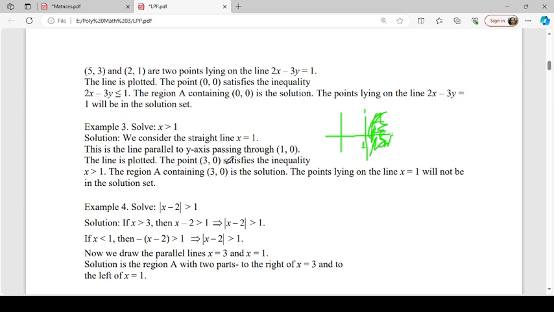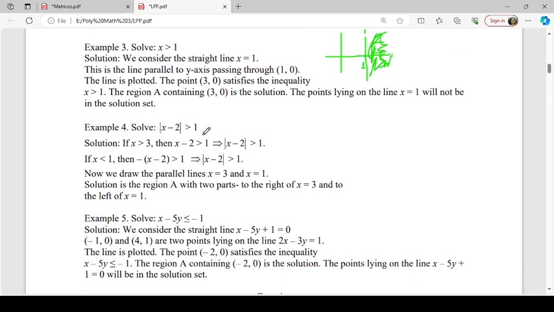The point 3 0 satisfies the inequality. So the region containing 3 0 is the solution. This is the line x equal to 1. It is dividing the plane into two sides, half planes. So this half is the solution.